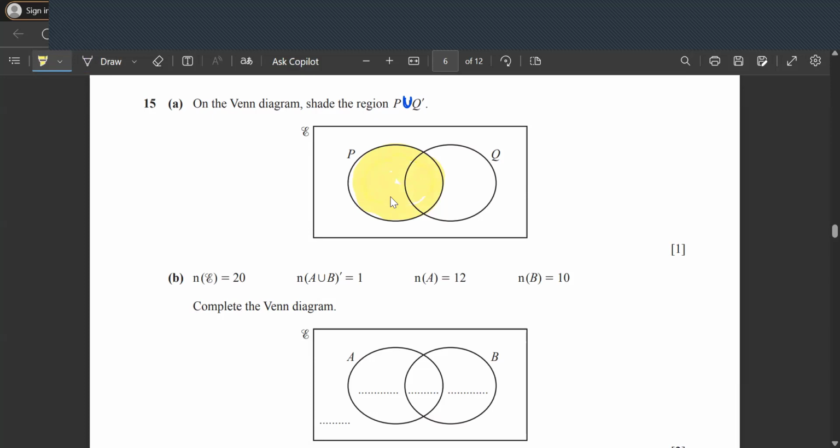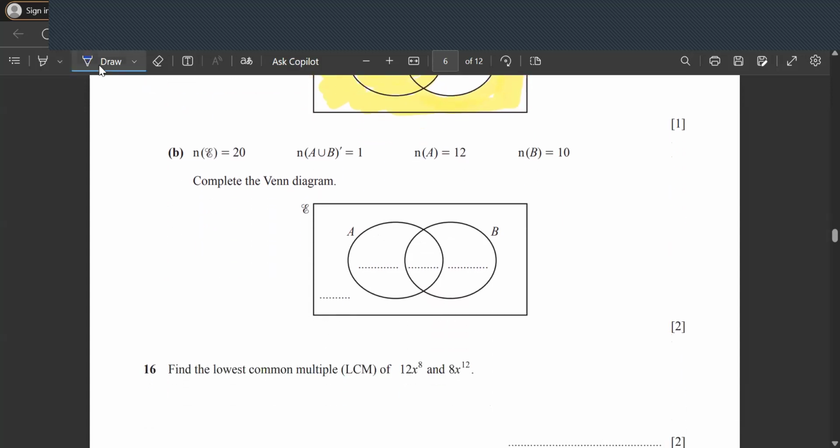Okay, done. Then Q dash. What is the meaning of Q dash? Ignore Q. Yes, all outside Q. All outside what? Q. So I will border Q like that, and all outside Q. Any problem?